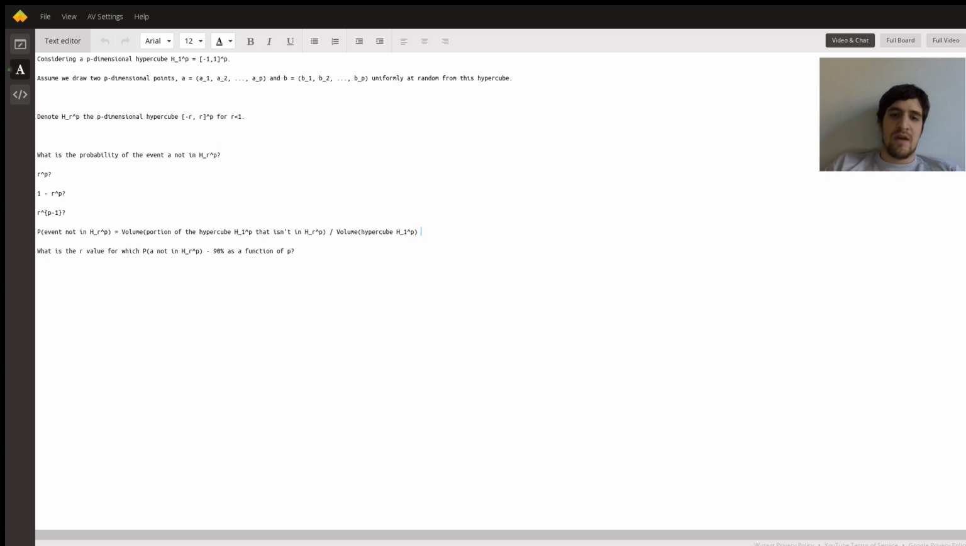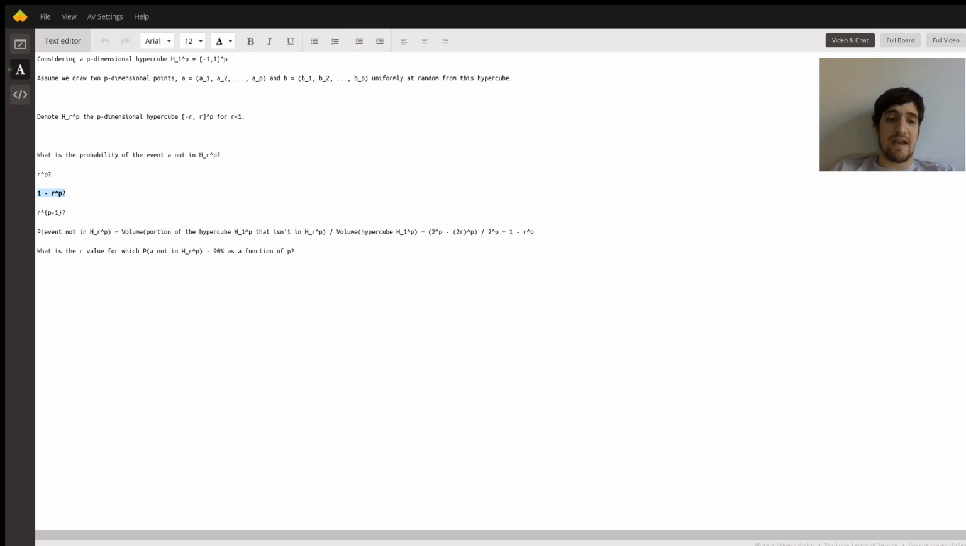And as it happens, the volume of that portion of the hypercube is equal to the volume of the big hypercube minus the smaller hypercube, which is equal to 2^p minus (2r)^p. And we divide this by the volume of the big hypercube, which is 2^p. And this is equal to 1 minus r^p. So we can say that the answer to the first part is 1 minus r^p. That's the probability of the event A not being in H_r^p.